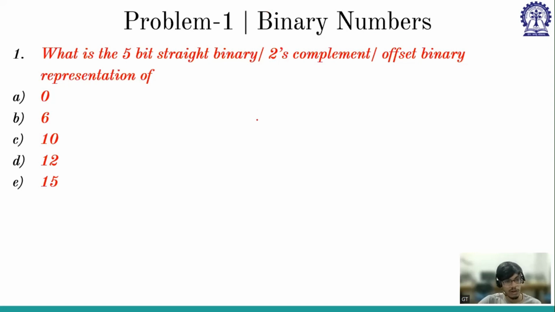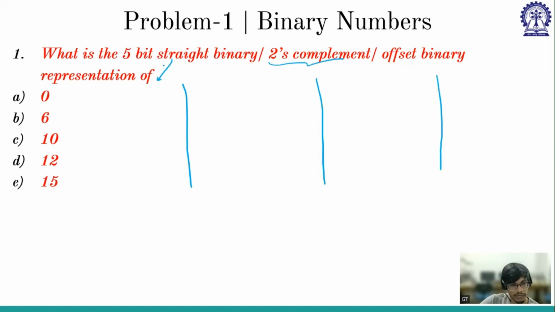So the first problem is I have given some decimal numbers. I am asking you to write them in 5-bit straight binary, 2's complement, or offset binary. So what are the answers? Say this is straight binary, this is 2's complement, and this is offset binary.